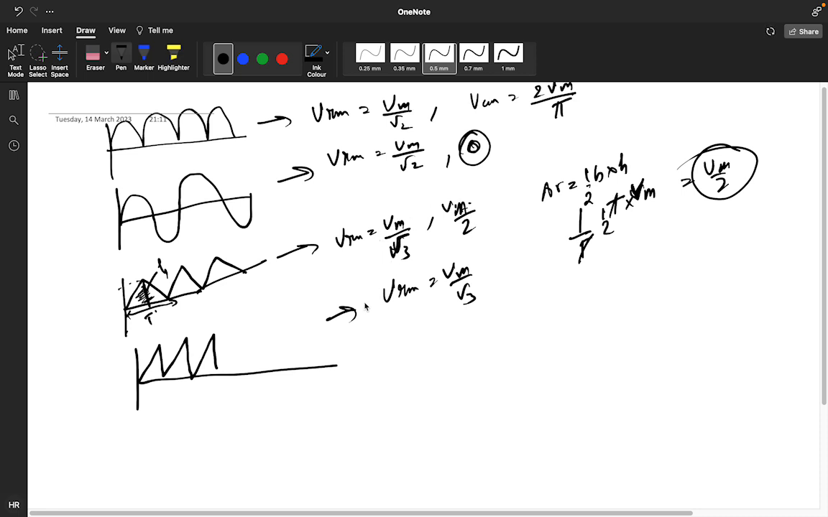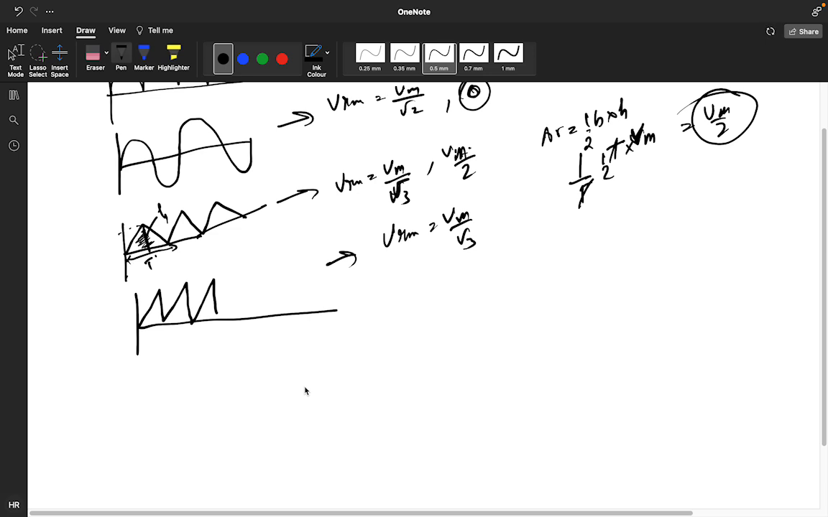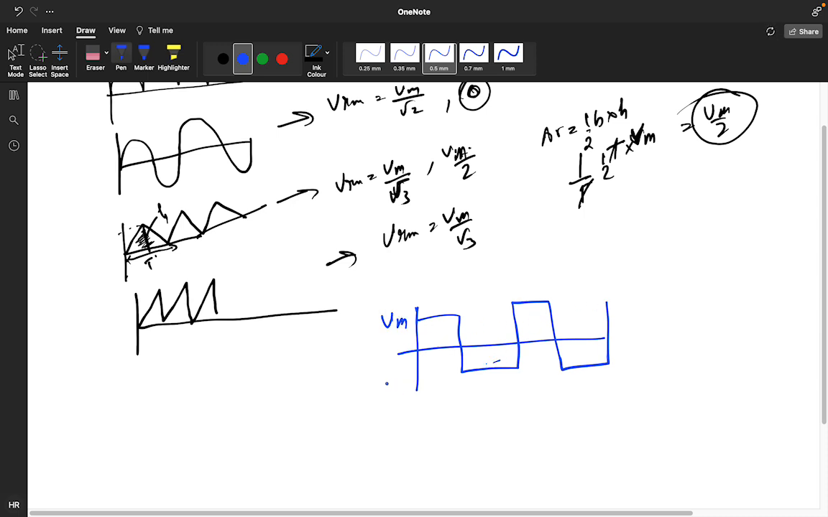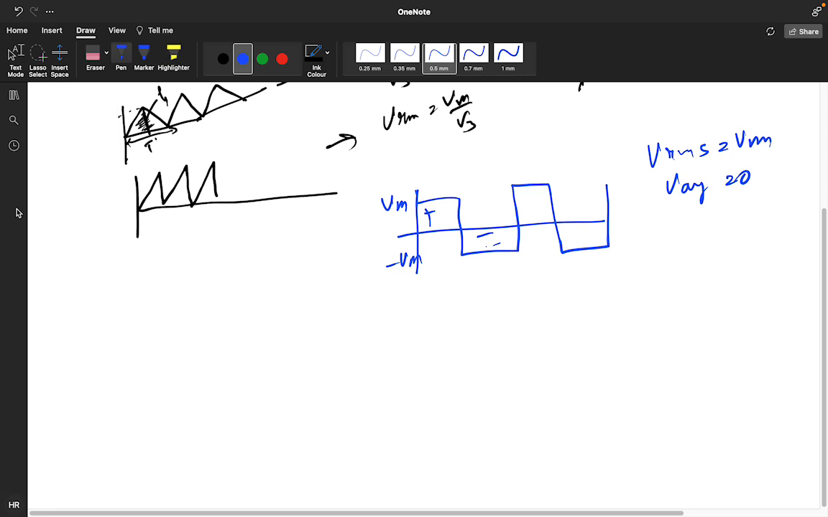Okay, and particularly for a square wave, what will the RMS value be? The RMS value will be the same. If you have a square wave like this, the area is the same. This is Vm, this is minus Vm. So Vrms will be Vm only, and V average here will be 0, because this positive and this negative will give you 0. Okay, if you understood this thing, now I will give you one.